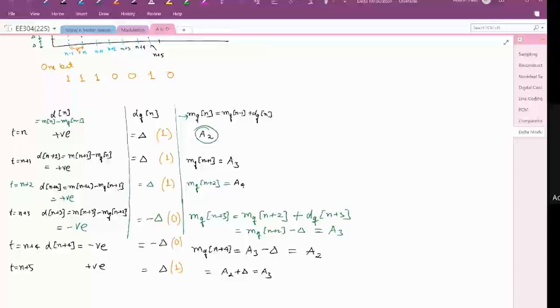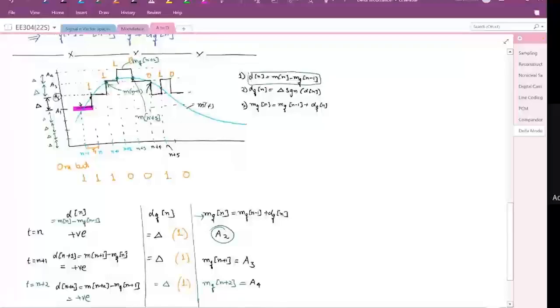Yes, so at every sampling instant, how many bits are we producing? It's 1 bit. So what do you remember? What were we doing in the previous case? How many bits were we producing?